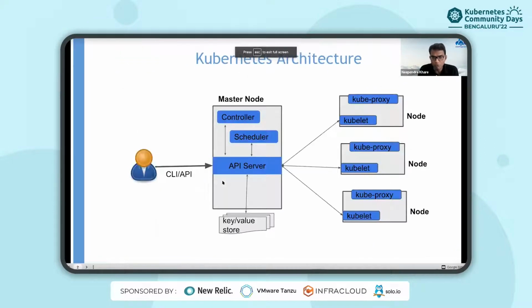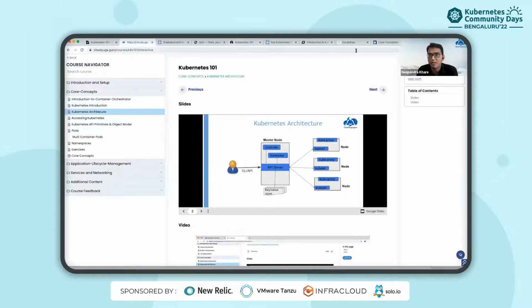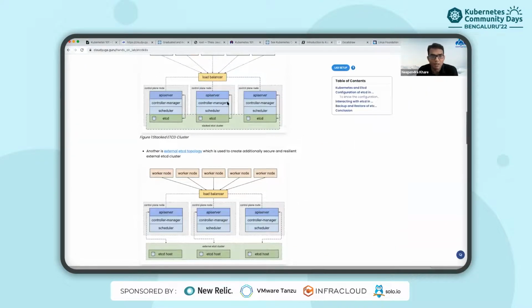So let's go back here and talk about a few more things. Here I'm talking about a single control plane node, but as I showed in the other diagram, even in that case, I can have multiple control plane nodes. So rather than just having a single node that controls the cluster, I can have high availability of my control plane nodes as well.